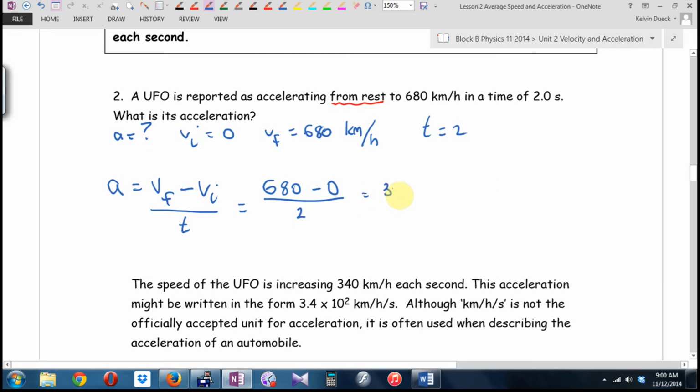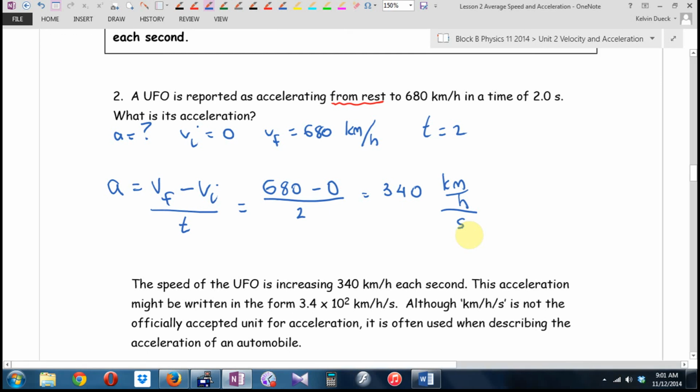Now, these ones here have some strange units because the top is kilometers per hour and the bottom is in seconds. This is also an acceleration unit, but I don't like it. I'll tolerate it. This is saying, by the way, every second this UFO is increasing its speed by 340 kilometers per hour. That's a pretty high acceleration. Later on, we'll learn how to convert that into G-forces and stuff like that, but we're not there yet.